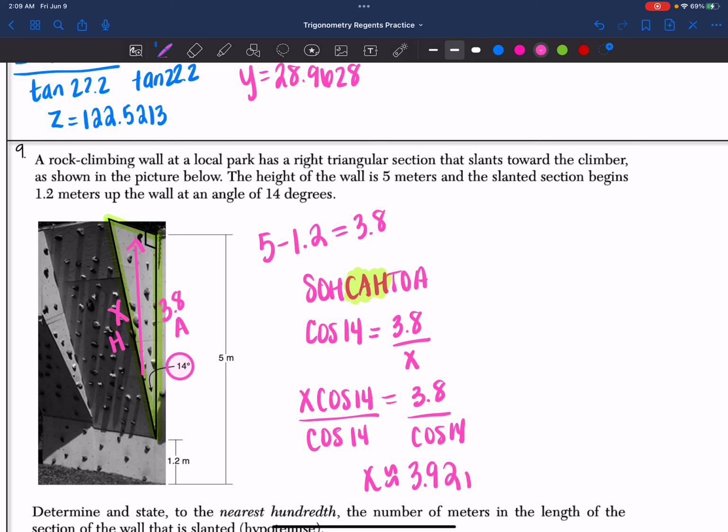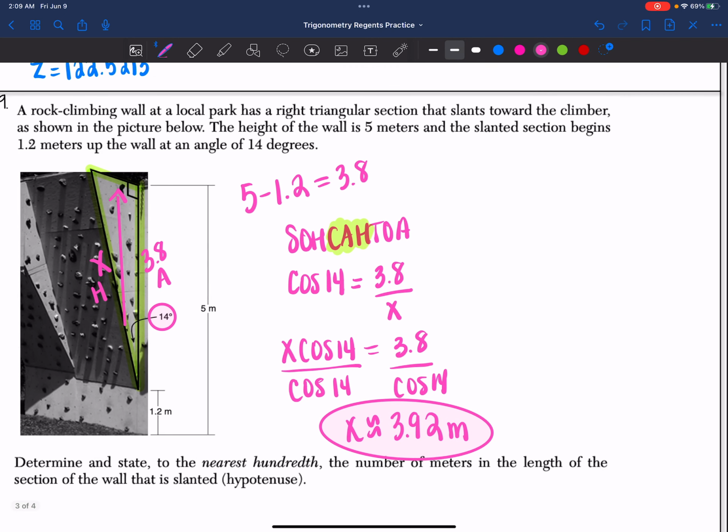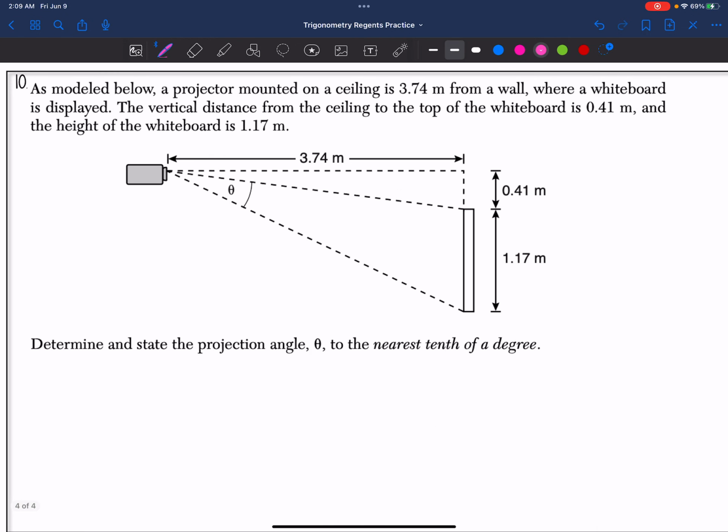3.92 what? Birds in the sky? 3.92 meters. Finish. Capiche? All right, two more. Two more, and then I'm literally going to bed.